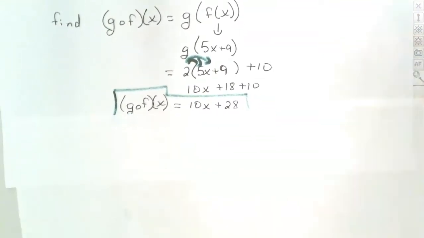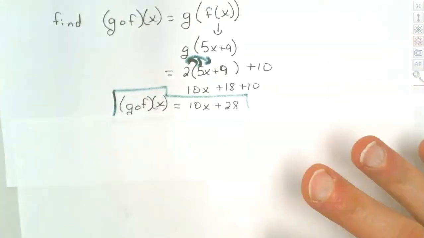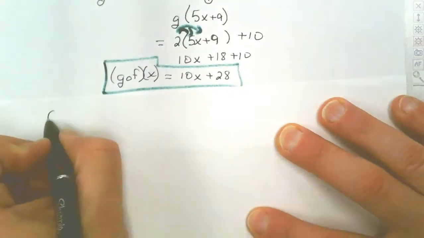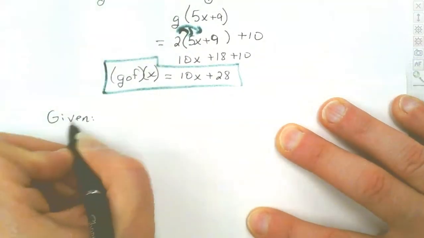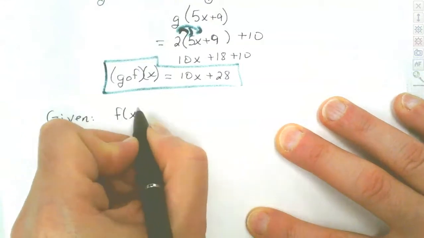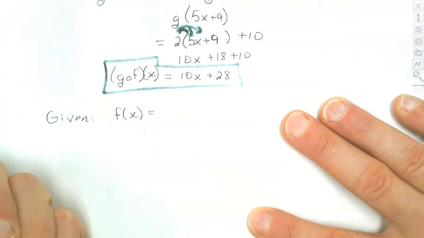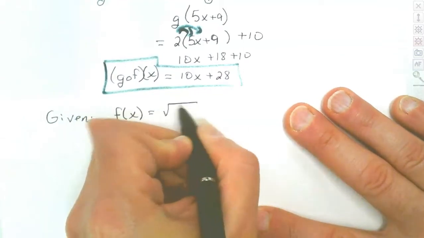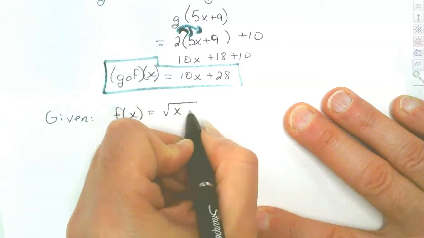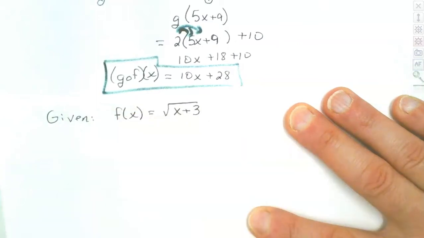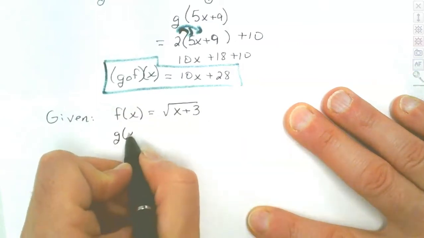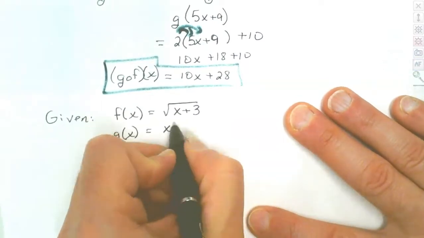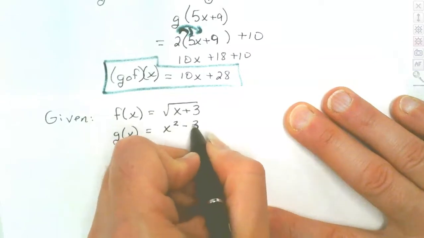So we'll do one more of these, and this one was going to have a power. So we'll do one more. And I'll give you some new functions. So let's say you're given f of x equals, how about the square root of x plus 3, and g of x is, how about x squared minus 3.